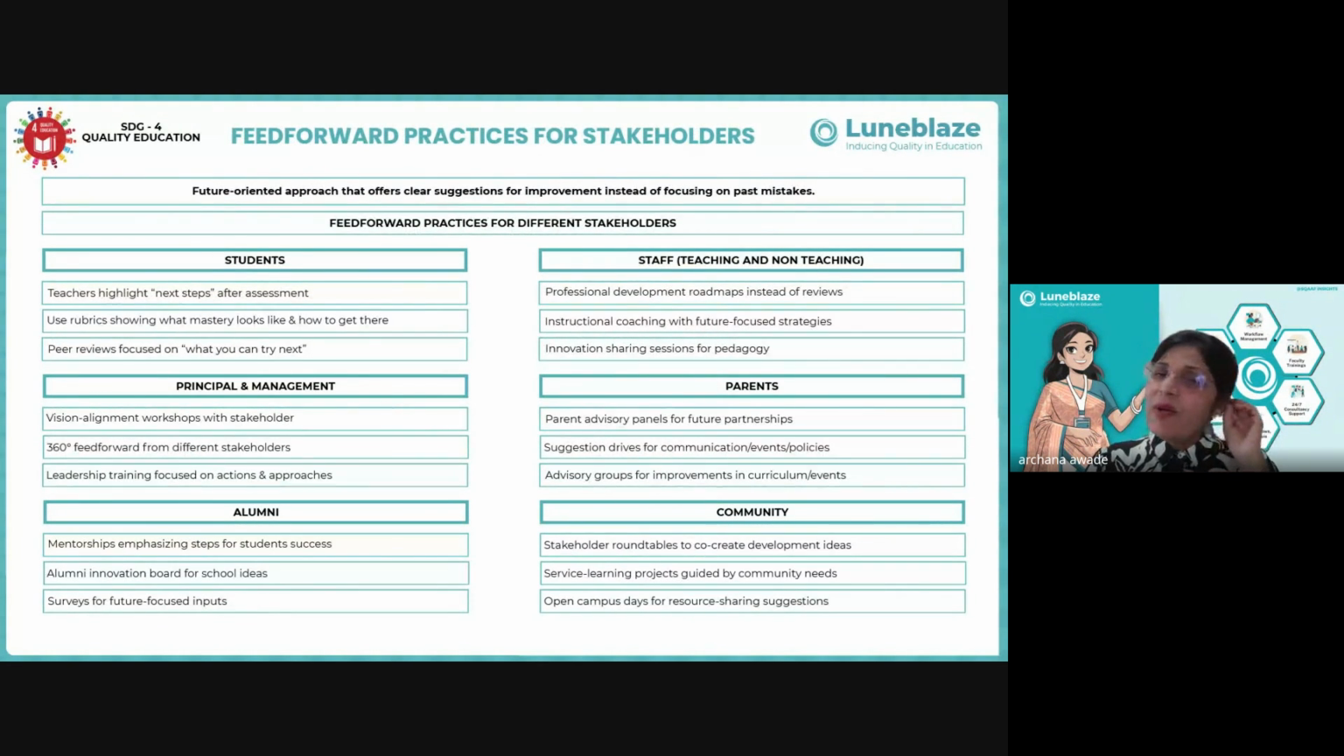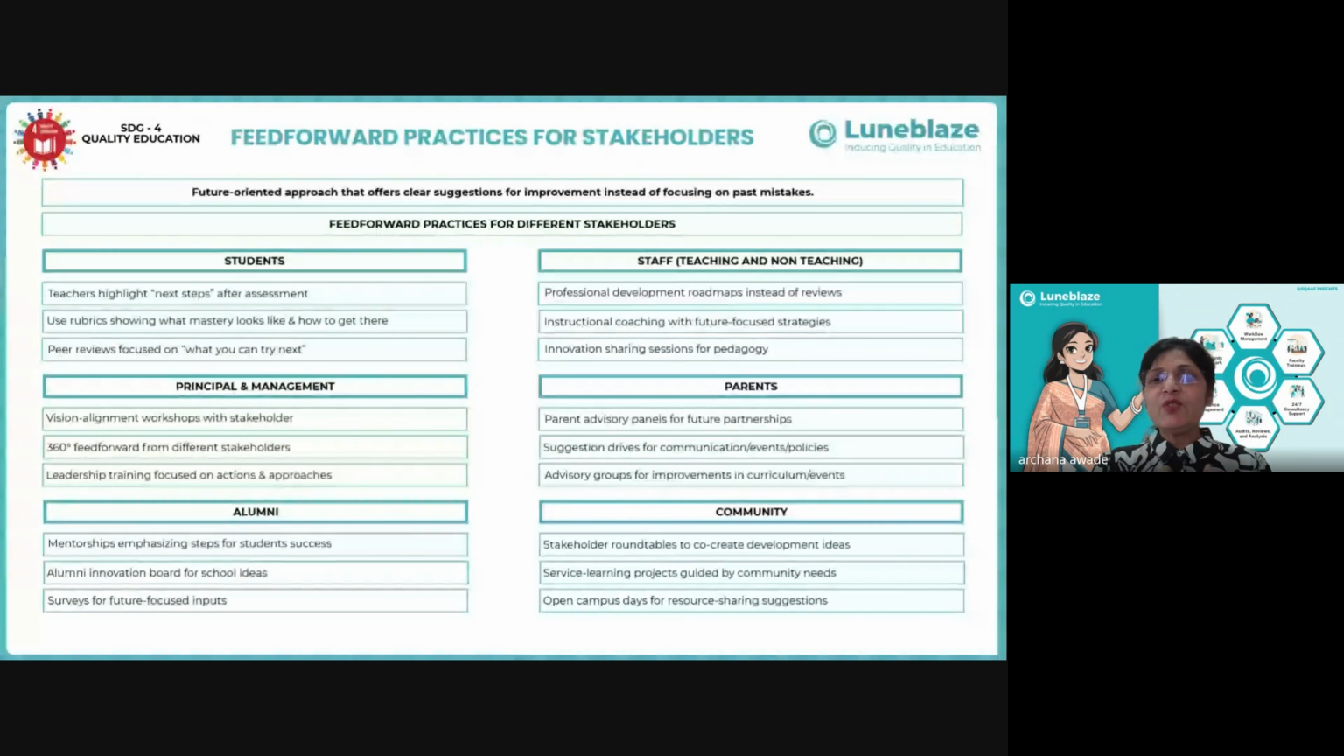Okay. So now let's move on to the slide which is talking about feed forward practices for stakeholders. This feed forward practice is even stronger than the feedback mechanism, because it shifts the focus from criticism of past mistakes to guidance for future growth. Whatever did not work in the past, through feed forward practices we can see how we are going to improvise these practices, so that we get proper guidance for our future growth.